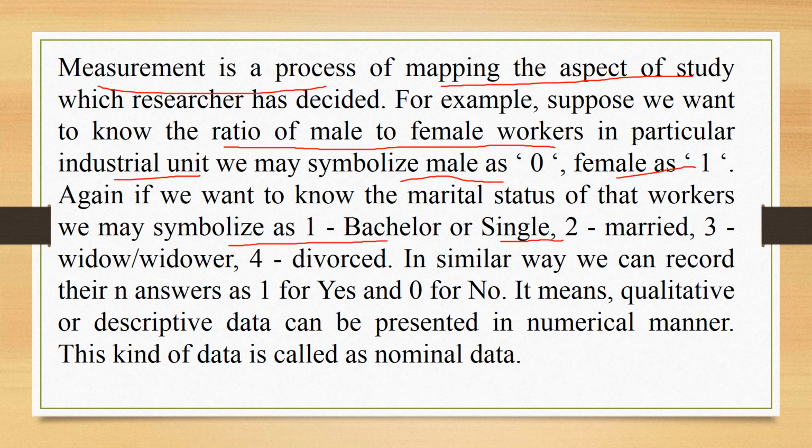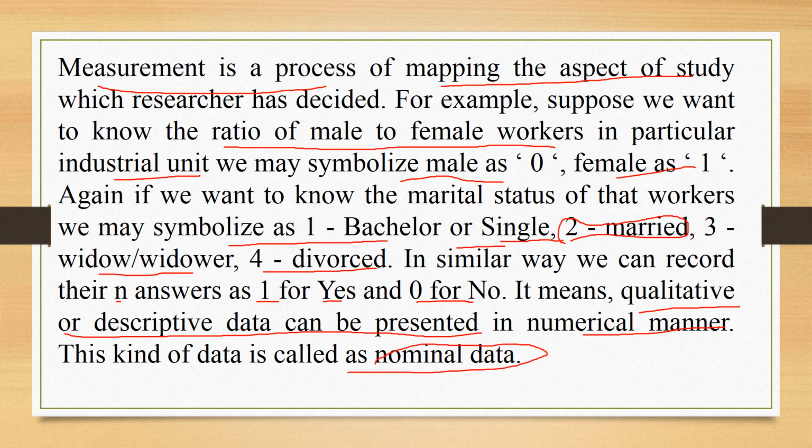2 for married, 3 for widower, and 4 for divorced. In a similar way, we can record their answers as 1 for yes and 0 for no. It means qualitative or descriptive data can be presented in a numerical manner. This kind of data is called nominal data.